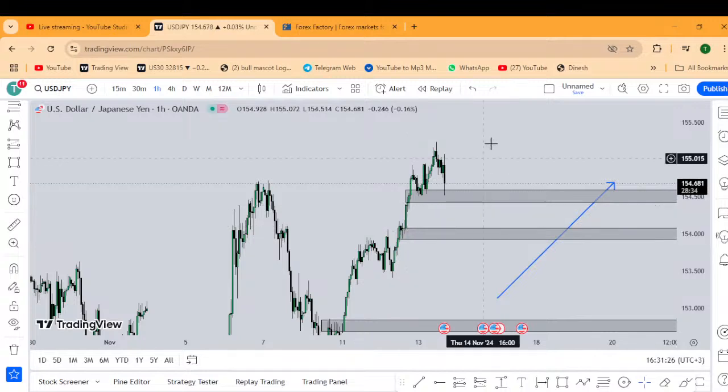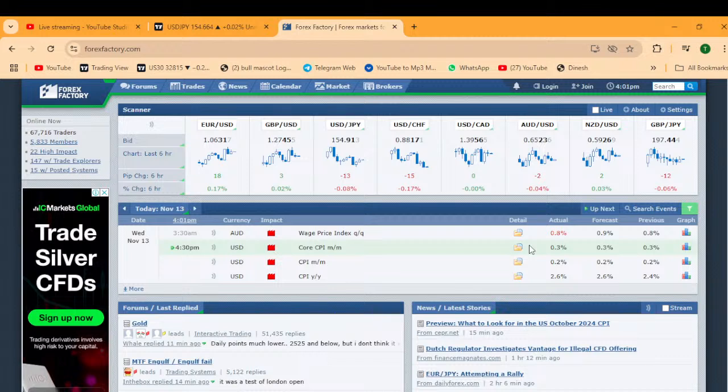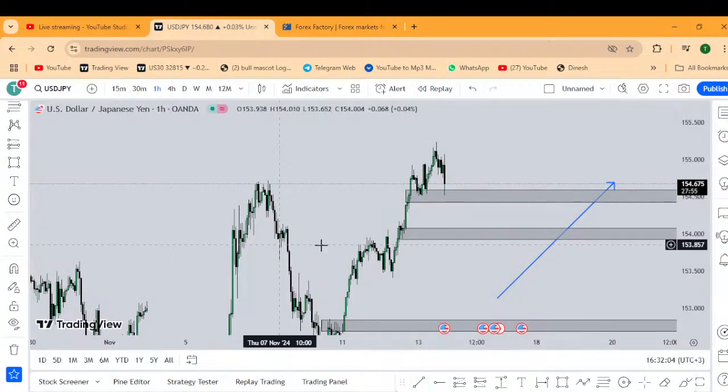Why do I still buy the US dollar? Fundamentally, nothing has changed. They have kept everything constant. The producer price index has remained constant. The core CPI month per month remained constant. So what does that mean? Nothing has changed. And also the CPI year per year has come out as forecasted, that's 2.6%. So then why not leave it as it is and we still buy the US dollar?